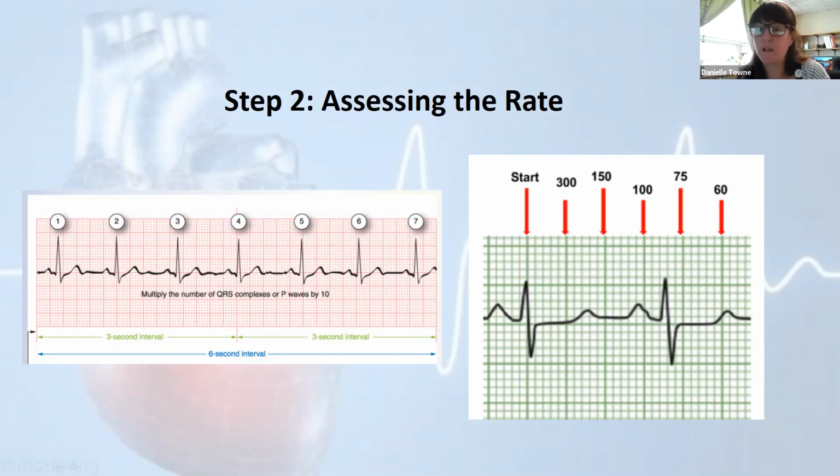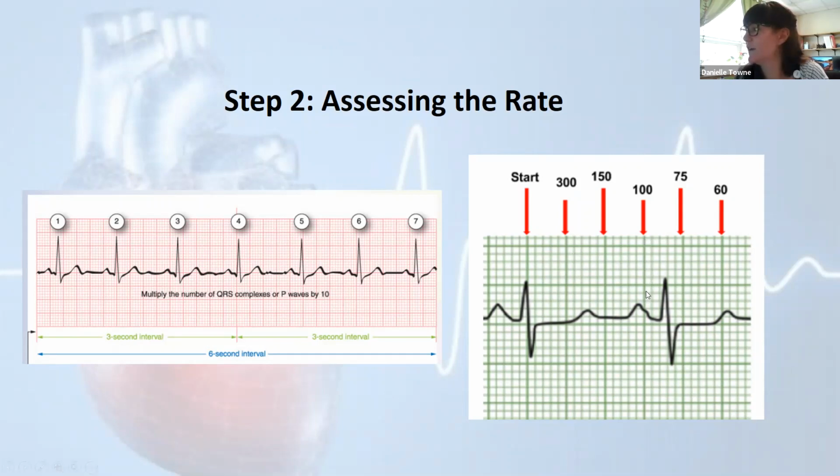A second method is the large box. For each large box, there's a corresponding heart rate that you would need to memorize. 1 large square equals 300, 2 is 150, 3 is 100, 4 is 75, and 5 is 60. That's what you're seeing on that image to the right. Now, the smaller boxes left over represent increments of 5 beats. So using the image on the right here of this screen, you can see that there's 3 large boxes between the 2 R to R waves, followed by roughly 3 small boxes. So the ventricular rate of this rhythm is about 85.